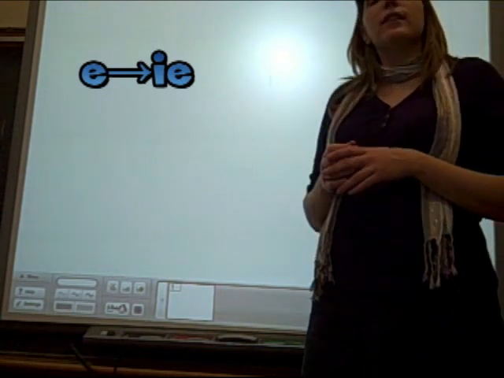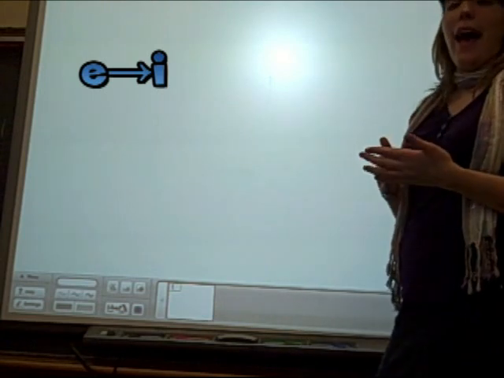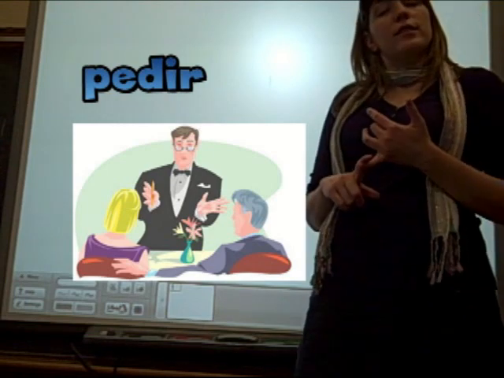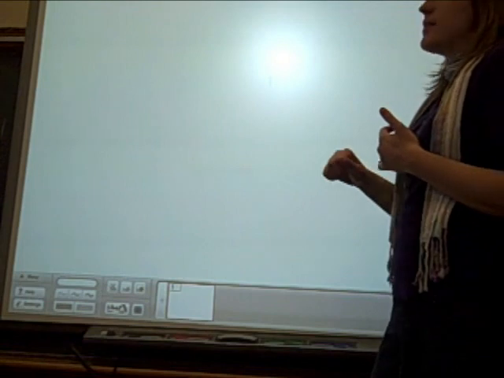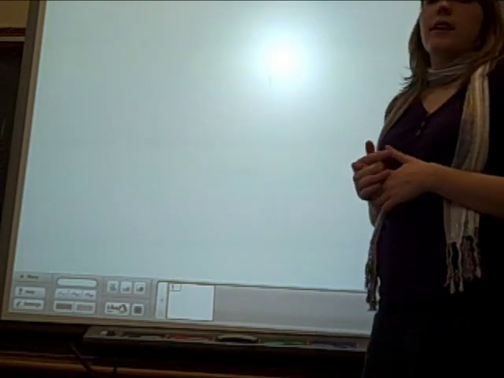So now let's take a look at the second type of stem-changing verb, verbs that change E to I. So an example is the verb pedir, which is to ask for, request, or order in Spanish. The E of the stem will change to an I in those forms that fit inside the boot.